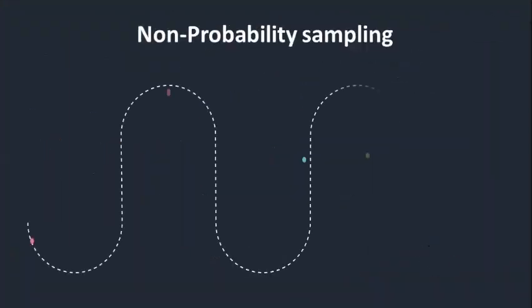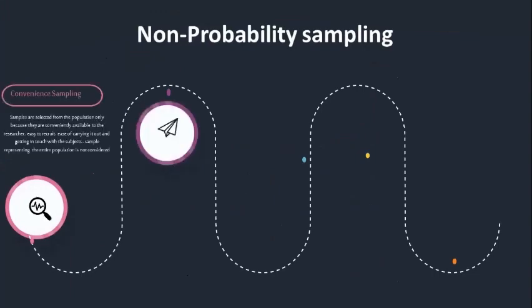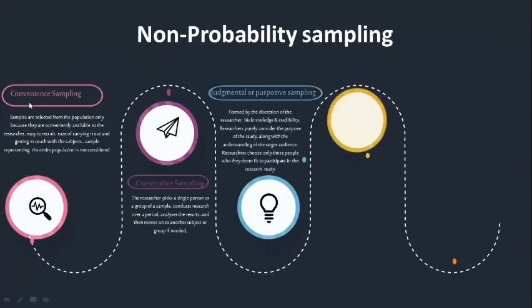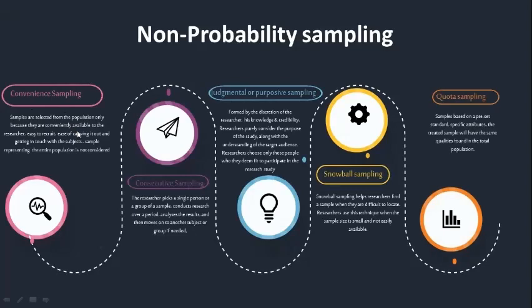So now let us see about the non-probability sampling. In non-probability sampling, first of all comes convenience sampling. In convenience sampling, the samples are selected according to our convenience. There is no fixed rule. It is chosen according to the convenience of the researcher.